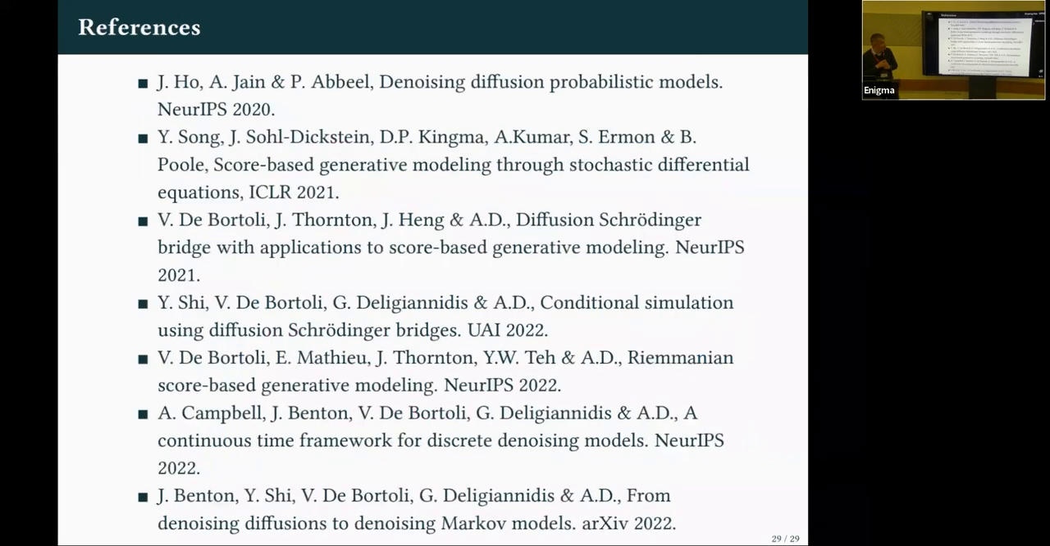If you're interested, these are basically the two key papers in the area that started the whole craziness in this field. And these are some of our contributions in the domain.